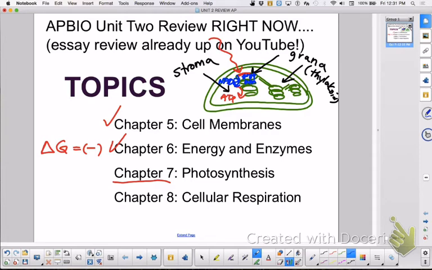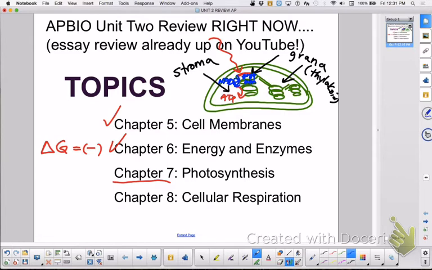We talked about non-cyclic. You could do cyclic, but cyclic is not as efficient, kind of used as backup. And cyclic, you only make what? ATP. Because you don't have electrons coming in and out.